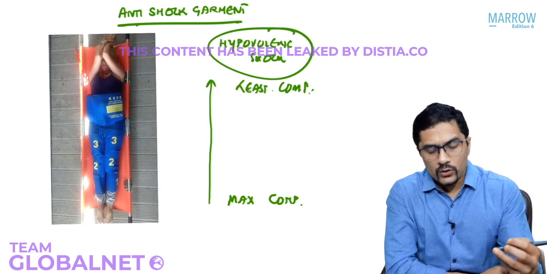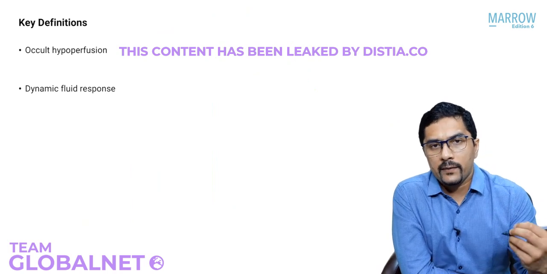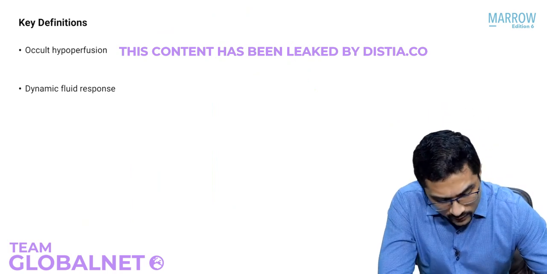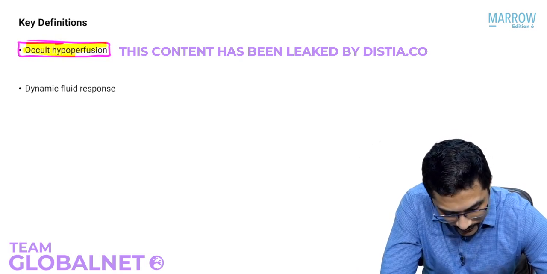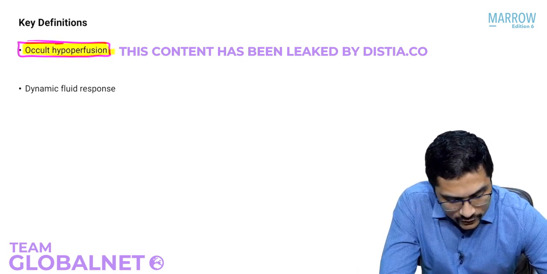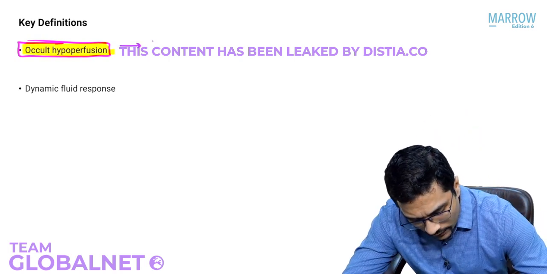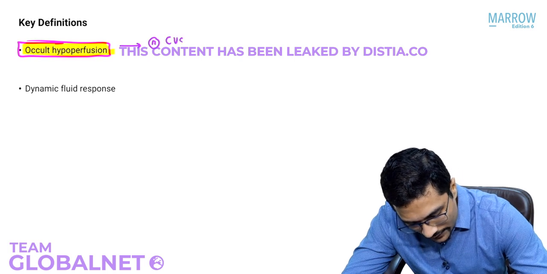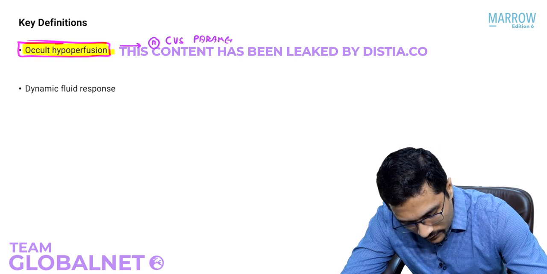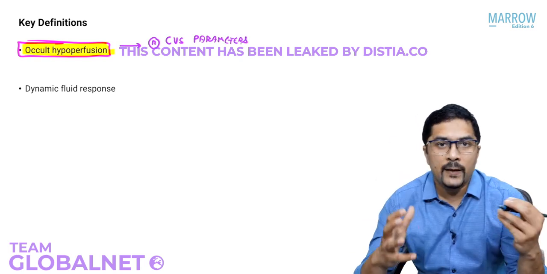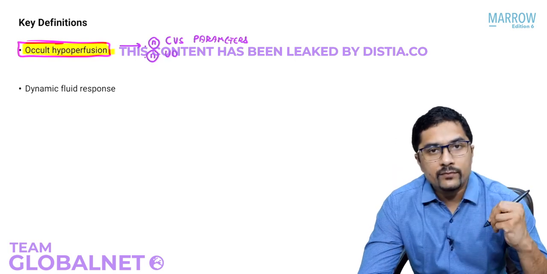Another thing which I want you to know, there are some key definitions which I want you to remember in hypovolemic shock. One is occult hypoperfusion. This is the new term which is there in Bailey, and you need to remember this. So occult hypoperfusion means that the patient is going to have normal cardiovascular parameters. That means pulse rate, BP. Patient is going to have normal urine output.